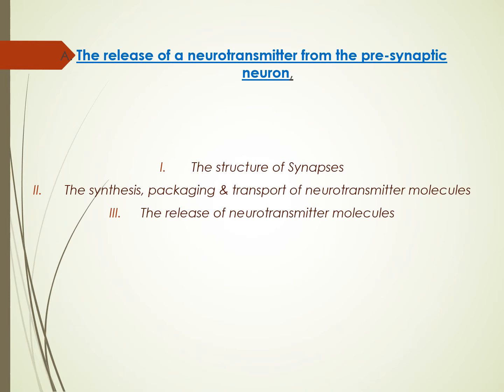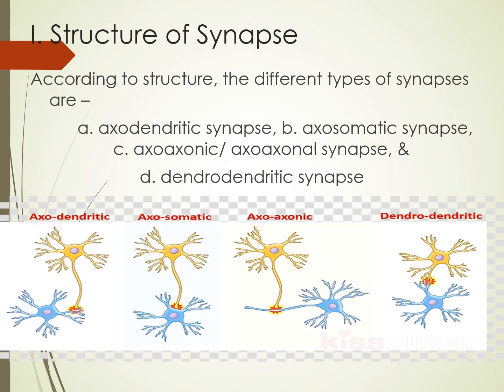So if we focus on the release of neurotransmitter from the presynaptic neuron, we need to know the structure of synapse, then the synthesis, packaging and transport of neurotransmitter molecules, as well as the release of the neurotransmitter molecules. The first is the structure of synapse.